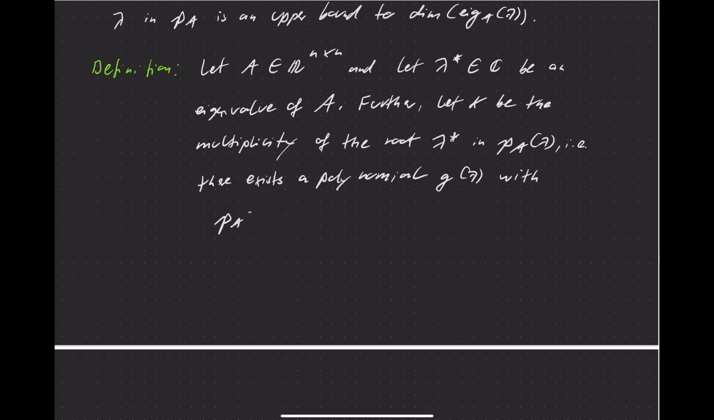P_A of lambda can be written in the form lambda minus lambda star, so that's this linear factor corresponding to the root lambda star, and that has multiplicity k. So we have that factor to the k times whatever remains, and this is this g part here, whatever remains of the characteristic polynomial. And this g part does not have the root lambda star anymore, so the k is maximum. So g of lambda star is not 0.